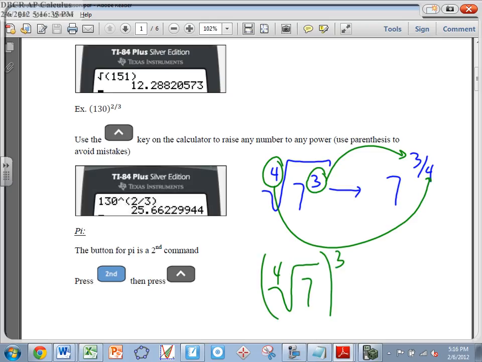These are the same things. Again, these are interchangeable. The 3rd could go on the inside or on the outside. But it's very important that you notice that you are really doing 7 to the 3/4 power.